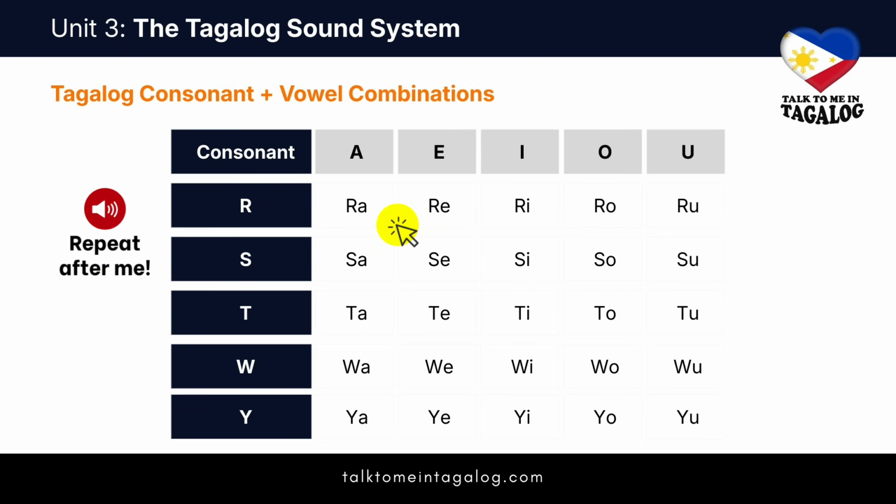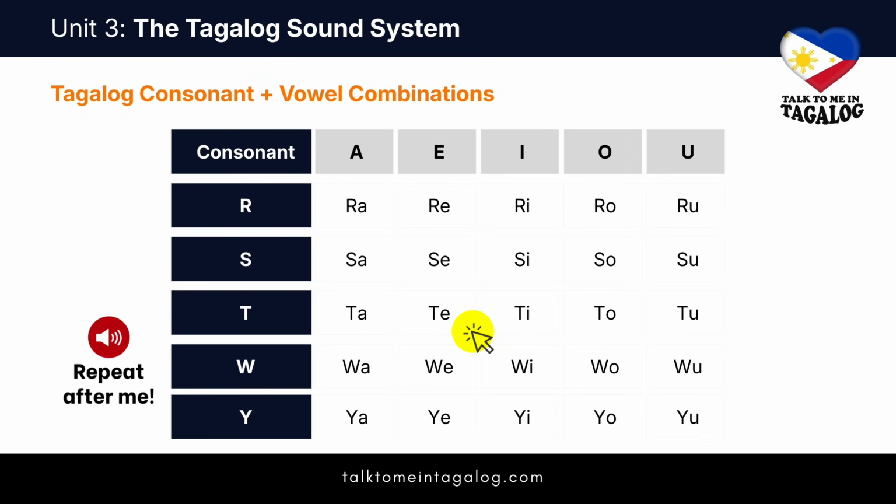Ra, re, ri, ro, ru. Sa, se, si, so, su. Ta, te, ti, to, tu. Wa, we, wi, wo, wu. Ya, ye, yi, yo, yu.